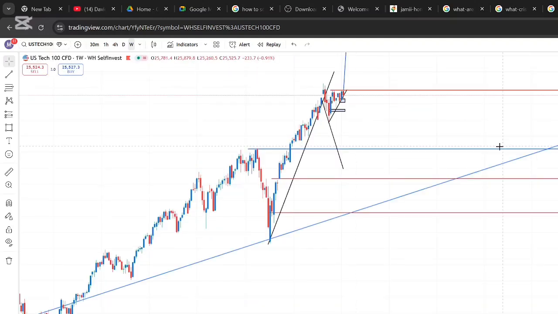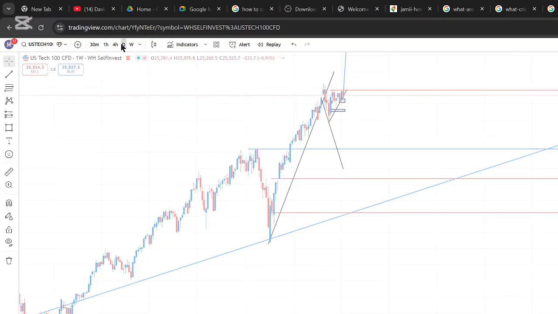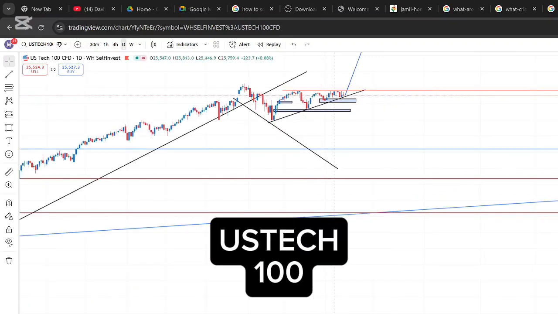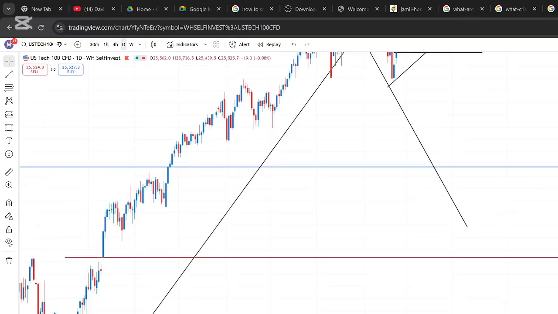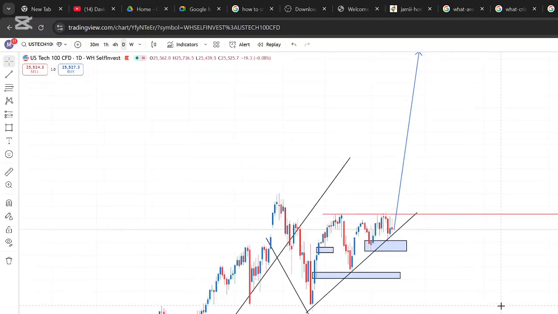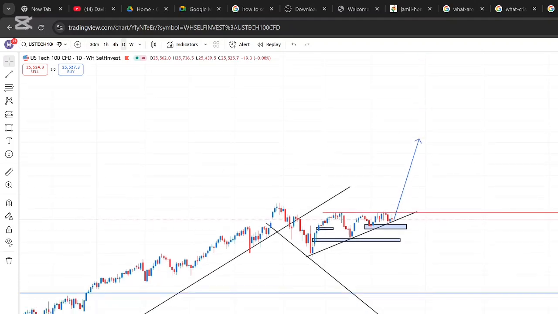We have US Tech, and we're looking forward to bullishness. As you can see in the US Tech, here we have high, low, high, higher low, higher high, higher high, equal lows. So a break through this would force the market to continue going up. Already we can see some institutional tests over there, so we are looking for bullishness.